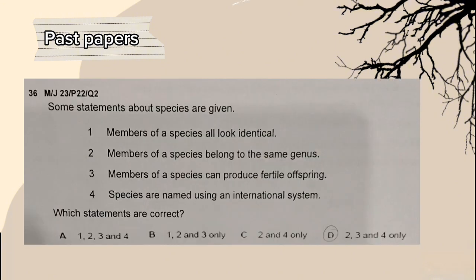Question number 8. Some statements about species are given. Which statements are correct? Option A, option B, option C, or option D? So the correct option is option D.